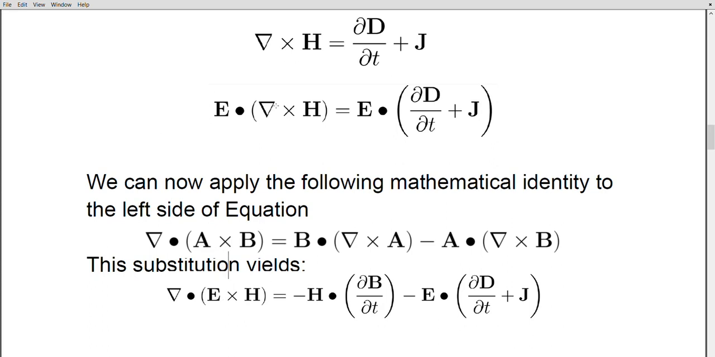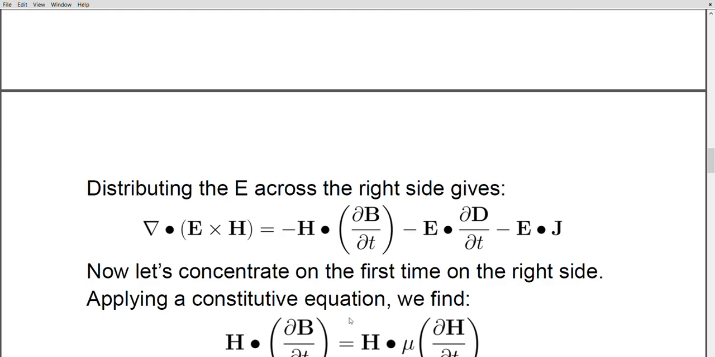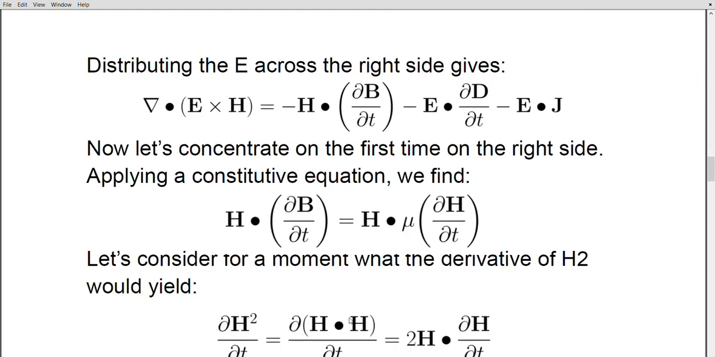Here the common term is del and the different terms are E and H. So del dot (E cross H) is equal to minus H dot dou B by dou t minus E dot (dou D by dou t plus J). Distributing the E across the right side gives del dot (E cross H) equal to minus H dot dou B by dou t minus E dot dou D by dou t minus E dot J. So we separated this equation with E.